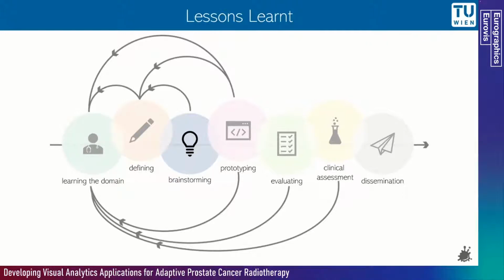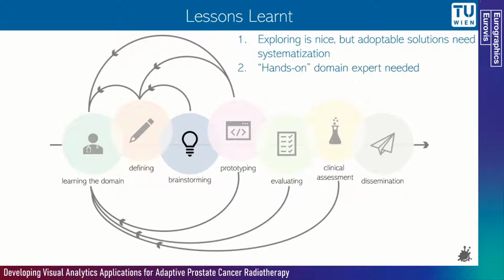Now, within the brainstorming phase, we found out that although exploring and experimenting with different kinds of solutions is an enjoyable and creative process, developing applications that have higher chances of being adopted in clinical practice actually requires more rigorous and systematic approaches. The inclusion also of at least one domain expert in the design phase is crucial for success, and in general, having such open processes requires building a high level of trust among partners.